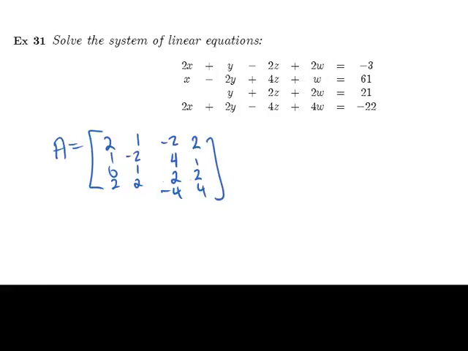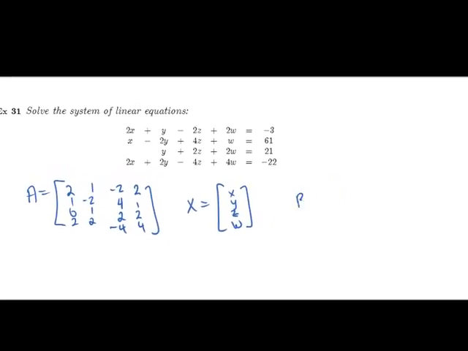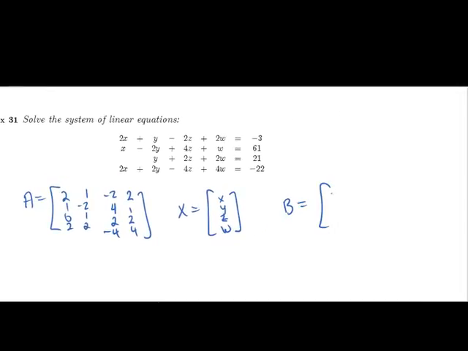So it'd also be a pain as far as finding an inverse because we only have 1, 0 there to start off with. So it's possible that things might simplify as we go along, but it's again just a lot safer to deal with the calculator because these things are very easy to make mistakes with. So x, y, z, and w. And then finally B is our column matrix, -3, 61, 21, and -22.